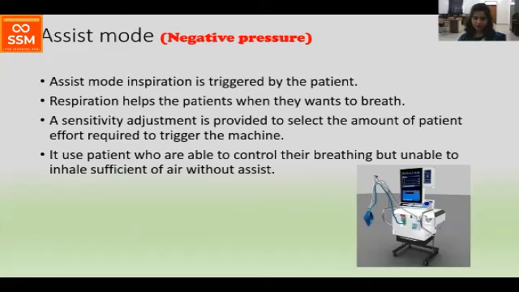In negative pressure, the first mode is the assist mode. In this mode, the inspiration is triggered by the patient. The respirator helps the patient when they really want to breathe. There will be a sensitivity adjustment to provide the effort that is required by the patient to trigger the machine. It is used for patients who are able to control their breathing but unable to inhale.